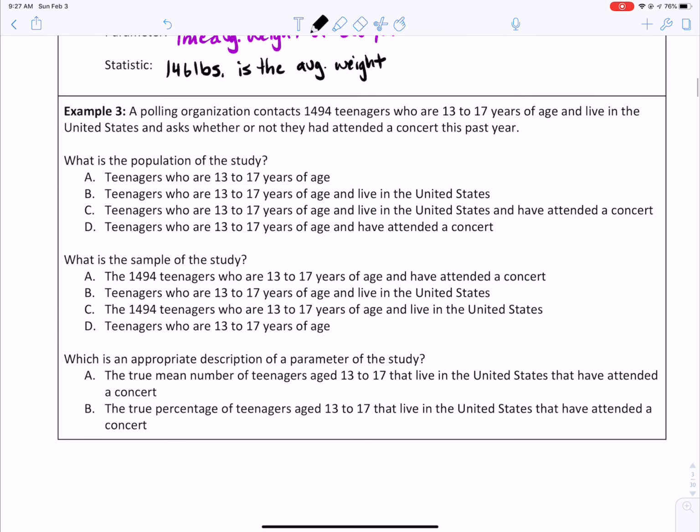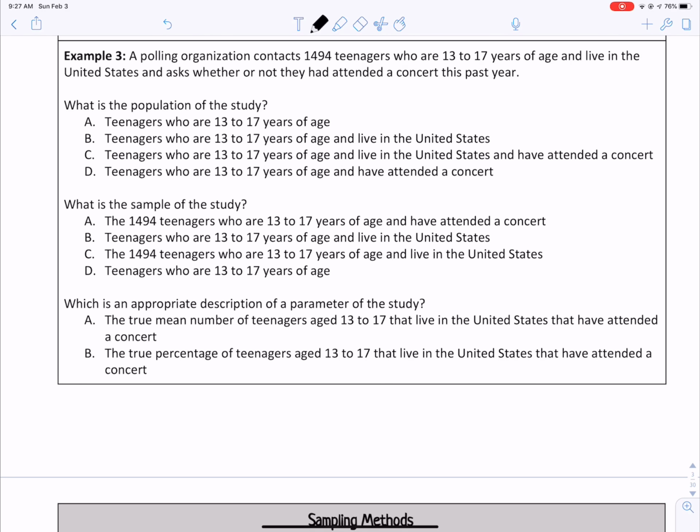Example 3 says a polling organization contacts 1,494 teenagers who are 13 to 17 years of age and live in the United States and asks whether or not they had attended a concert this past year. What is the population of the study? So the population would be, let's see, in our problem they said teenagers who are 13 to 17 and live in the United States. So we need all of those things. So that looks like B.